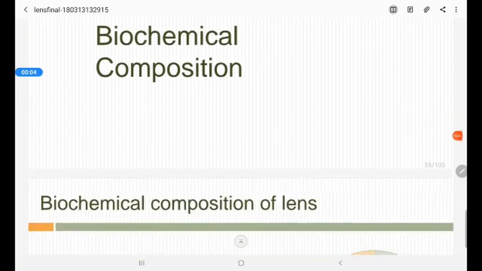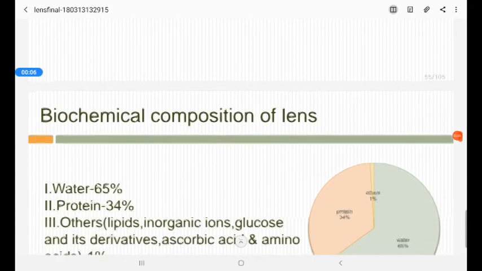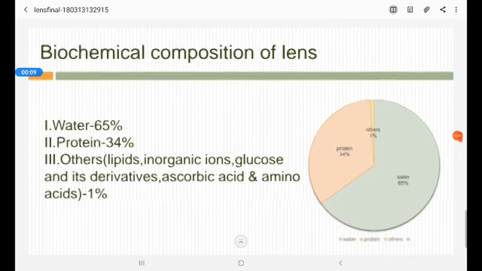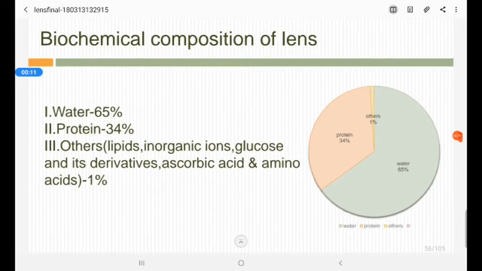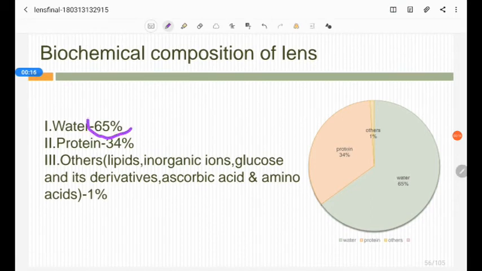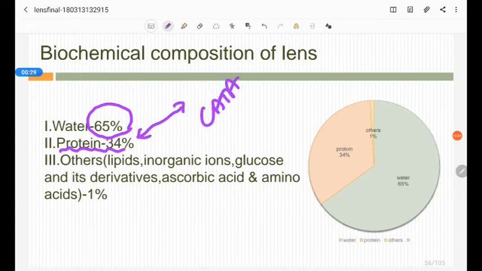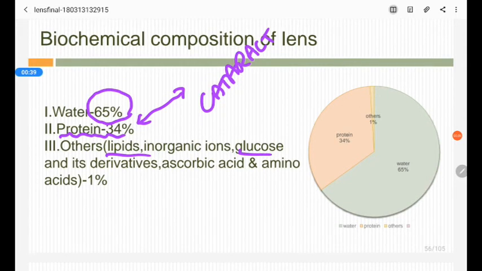Now coming to the last segment of the lens, that is the biochemical part of the lens, you should know that it is composed of 60 to 65% water, and the next best content is protein, and it is the denaturation of this protein that results in cataract. Now the other things that we find in the lens are lipids, glucose, etc.